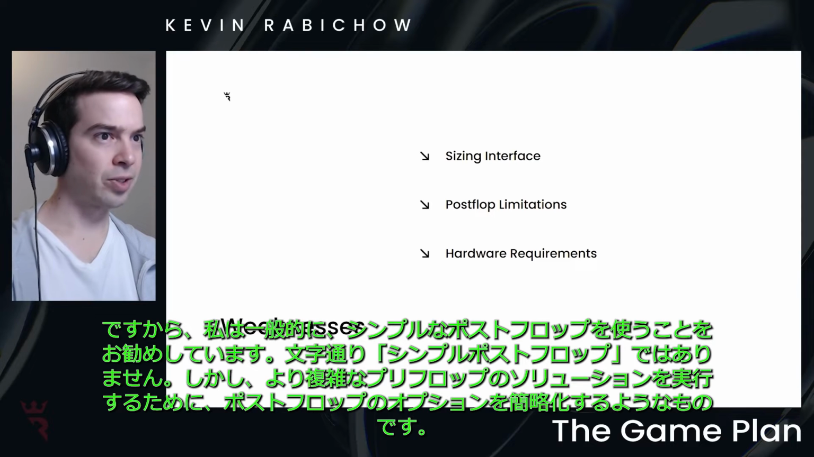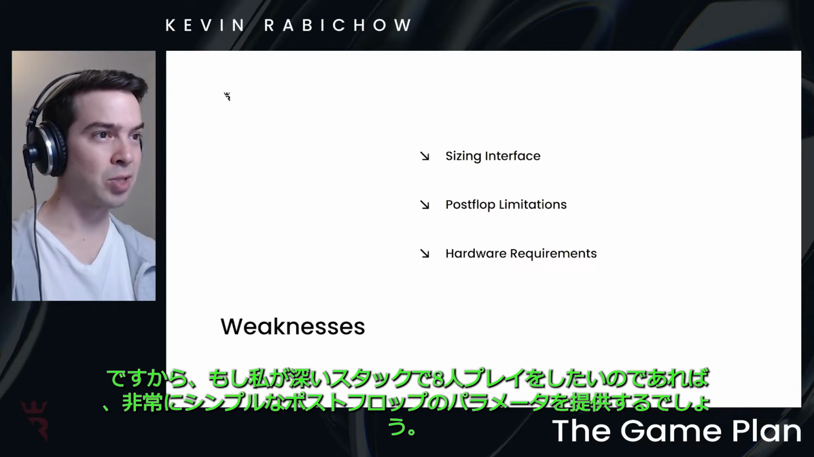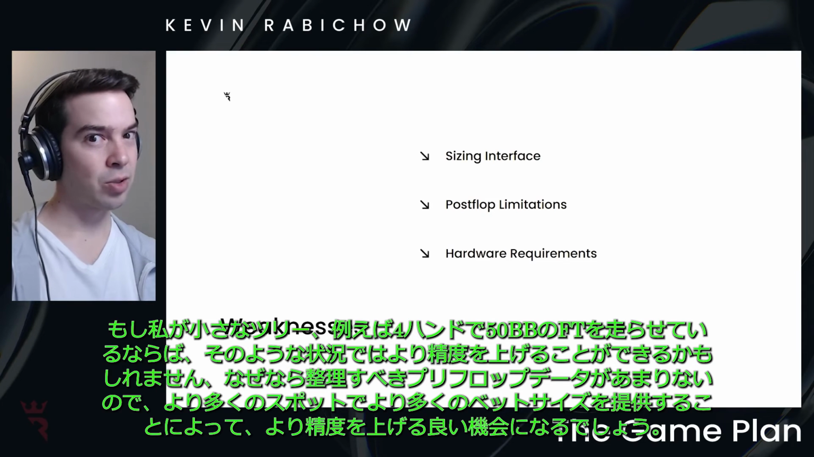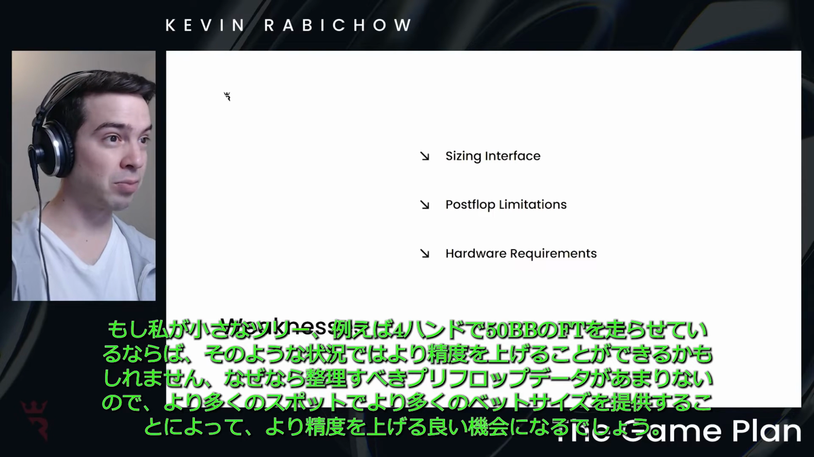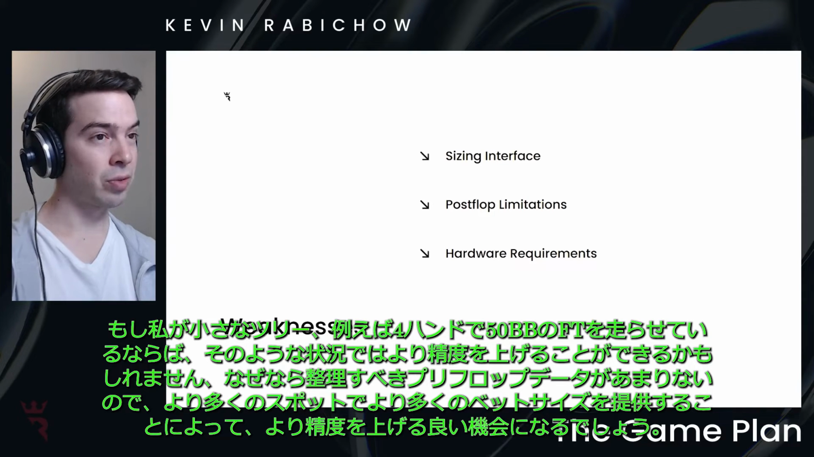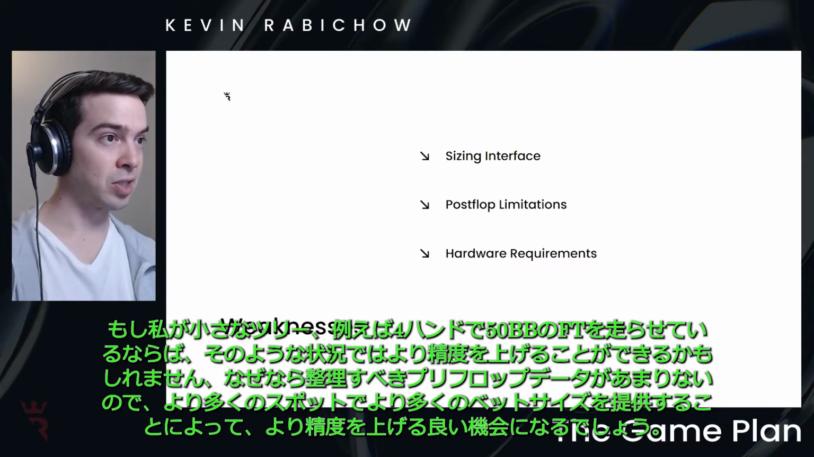So I do generally recommend going with simplified post-flop options in an effort to run more complex preflop solutions. So if I wanted 8-handed with deep stacks, I would offer very simple post-flop parameters. If I am running a smaller tree, maybe 4-handed, 50 big blinds, final table, maybe we can get more precise in those situations because there's not a lot of preflop data to sort through. It would be a good opportunity to get higher accuracy by offering more bet sizes in more spots.